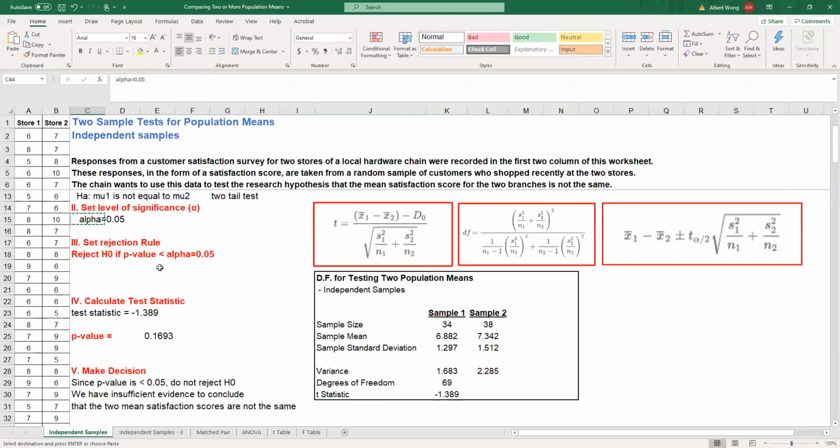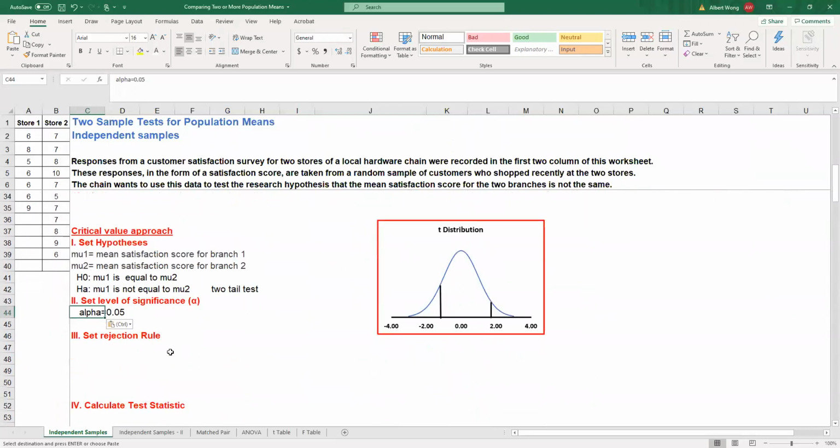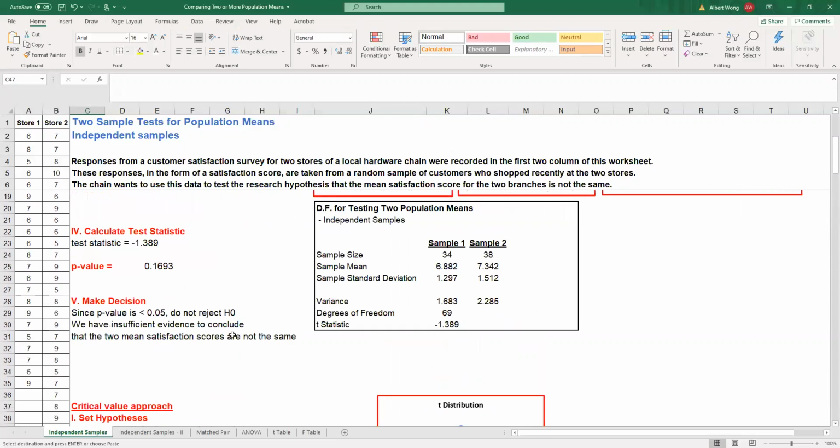So it doesn't matter what alpha is. Alpha is equal to 0.05, you do not reject. Alpha is equal to 0.1, of course, you do not reject. So in this problem, the usual p-value that we would use in hypothesis testing would lead to the same conclusion, in that we would not reject the null hypothesis. Now, the rejection rule, if you use the critical value approach, is slightly different. First, we have to calculate the degree of freedom.